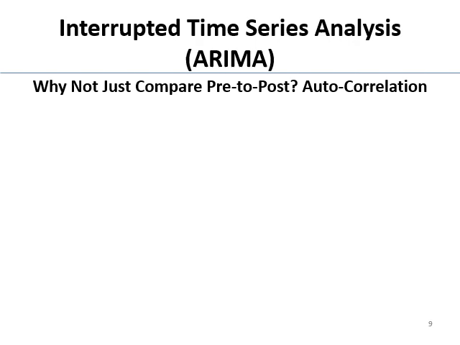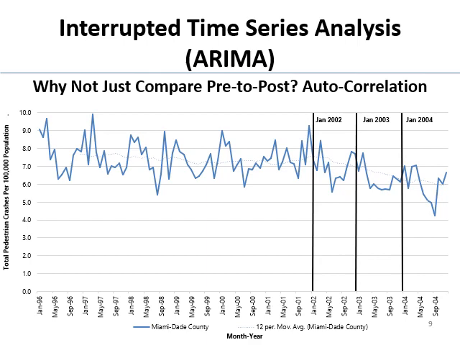So here's a time series of Miami-Dade County pedestrian crashes per 100,000 population. And in January 2002, 2003, and 2004, they started implementing changes to try to reduce pedestrian crashes in Miami-Dade County. The blue is the actual values. The dotted blue is what we call a moving average. It makes it easier to see what's going on when things are really messy, like this plot is messy month to month. But when that intervention went into effect, you can see it does look like, at least over time, there was a reduction in pedestrian crashes in Miami-Dade County.